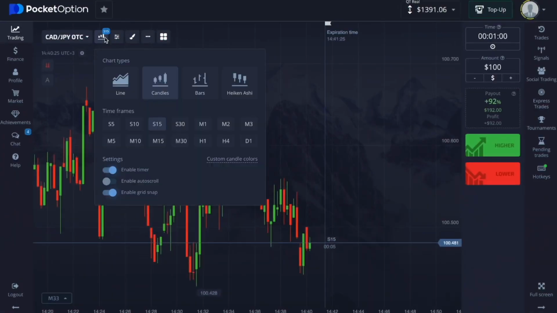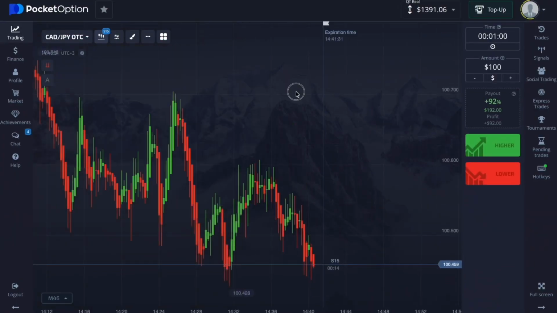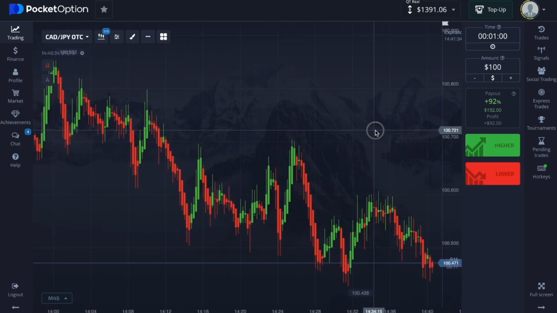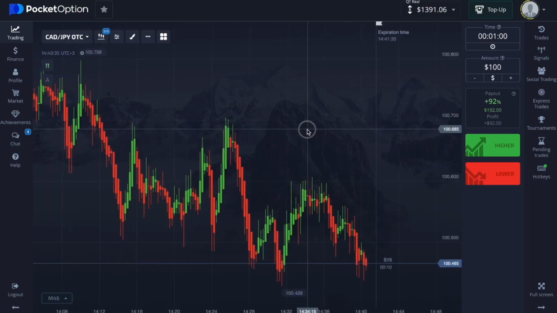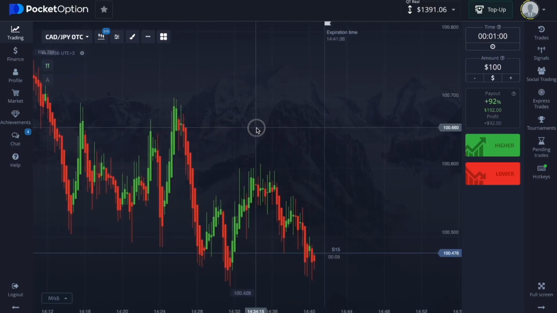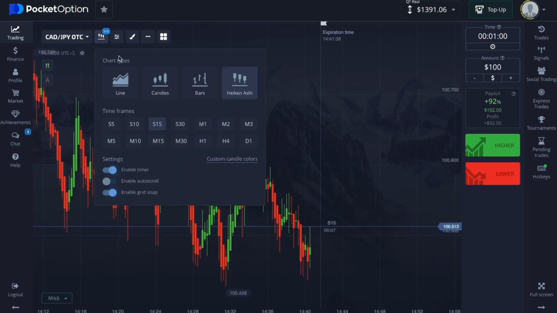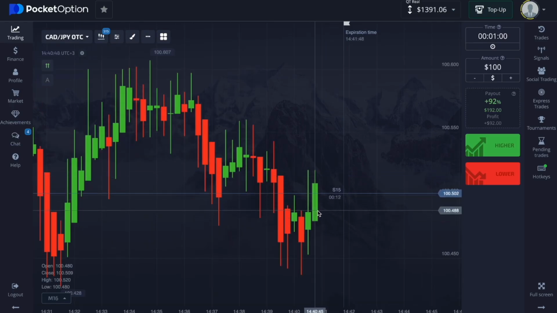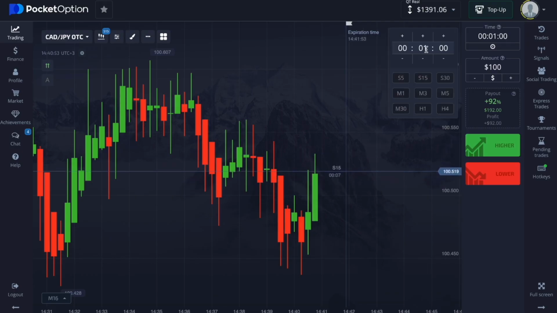And today, instead of Japanese candlesticks, choose Heikin Ashi candles for the chart type. This type of chart is a modified version of Japanese candlestick charts. In simple terms, Heikin Ashi candles create a smooth trend picture, eliminating fluctuations to highlight the main direction of price movement. Next, select a 15-second time frame for the candles. This means that each candle lasts for 15 seconds, and after that, a new one appears, just like in Japanese candlesticks. Immediately set the trade execution time to 1 minute.